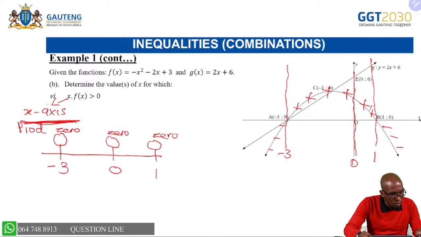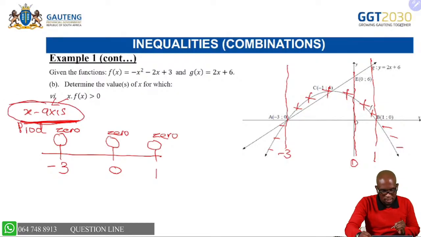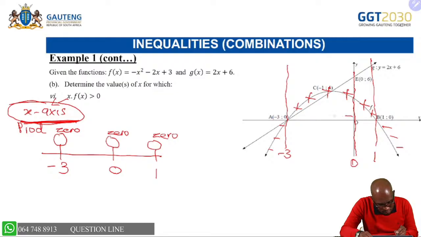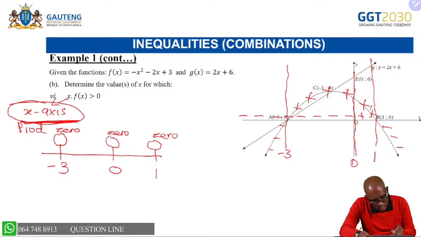And then we need to compare it with the x-axis. The x values are negative on this side. The x values are equal to 0 at the origin. The x values are positive on this side.